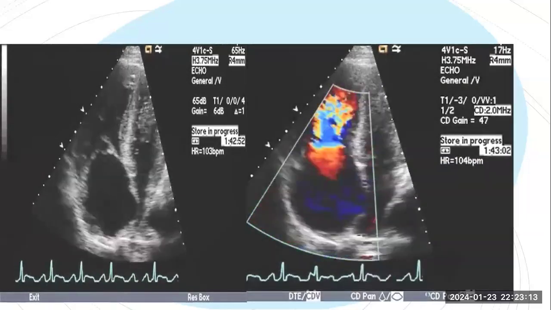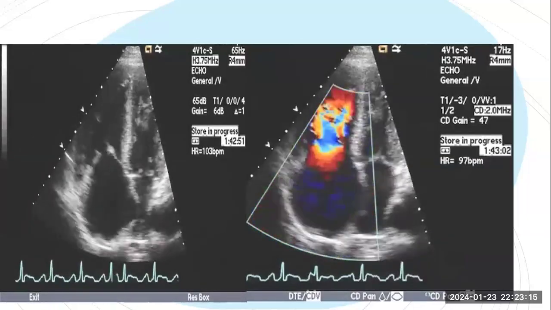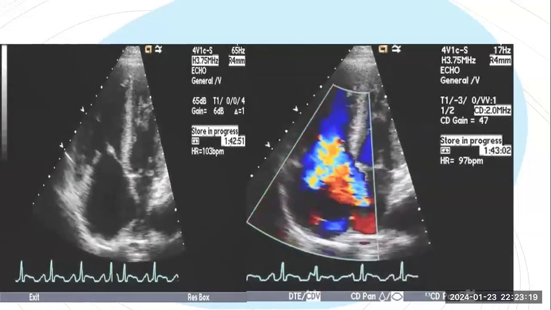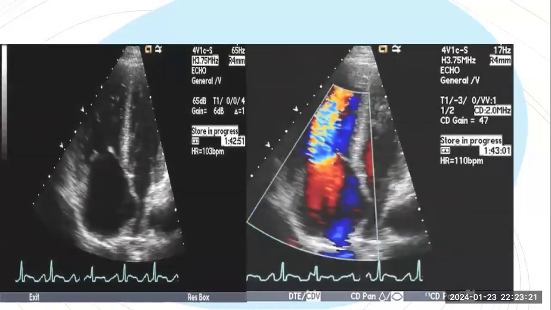So this is a case of carcinoid heart disease. I have given this example before, I think. Tamam?